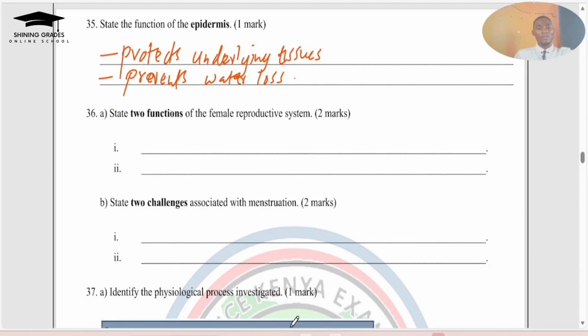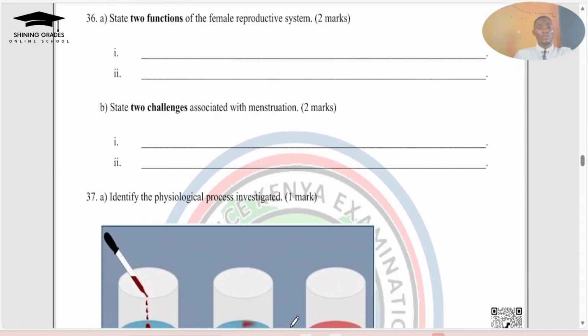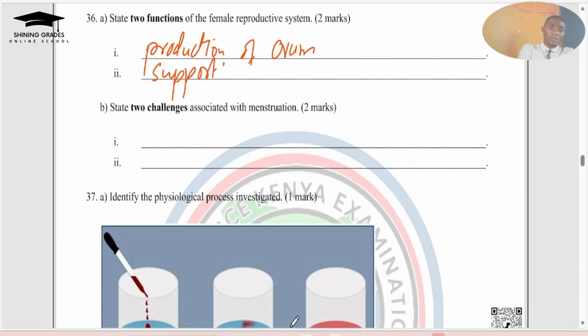Question 36. State 2 functions of the female reproductive system. So we have several parts. Produces eggs, so we have producing of ova or the gametes. Production of ovum, that is for the ovary, and it also supports menstruation and also pregnancy.